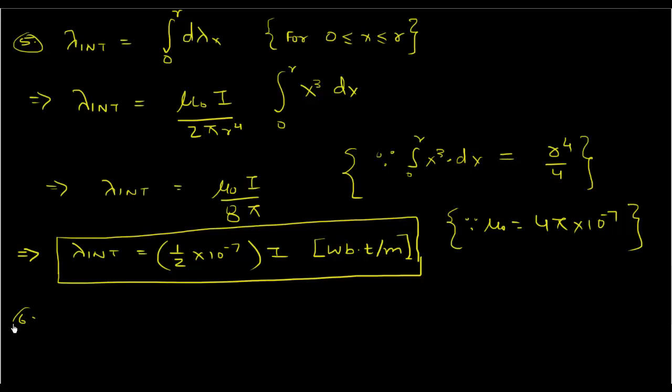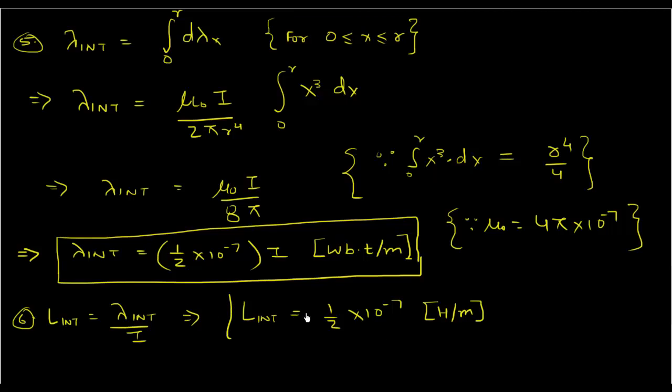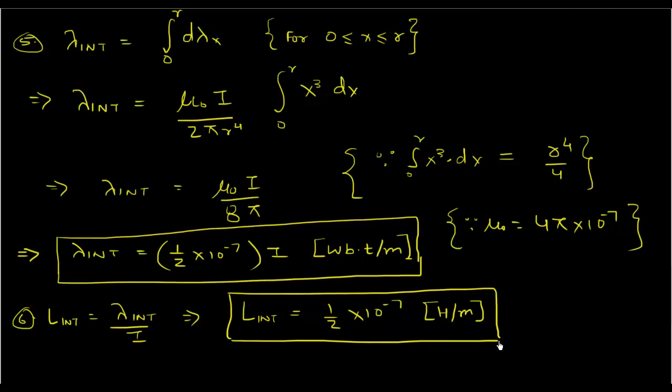And our final step, L internal, is lambda internal over I. Once we use that, I and I get cancelled out, so we have L internal is equal to 1 by 2 times 10 to the power minus 7 Henry per meter, and this is what we wanted to find out. We wanted to find out the inductance due to the flux internal to the conductor.